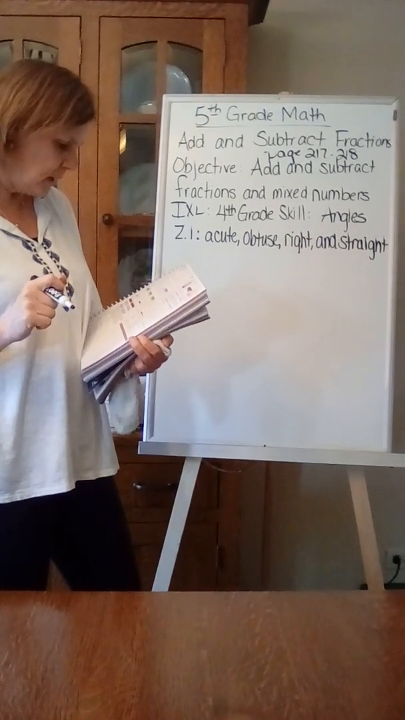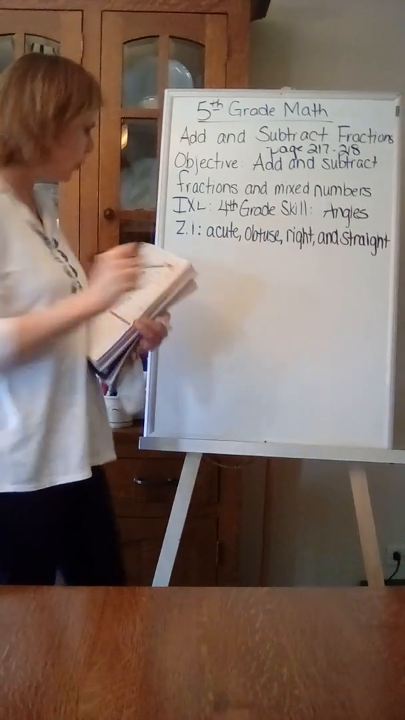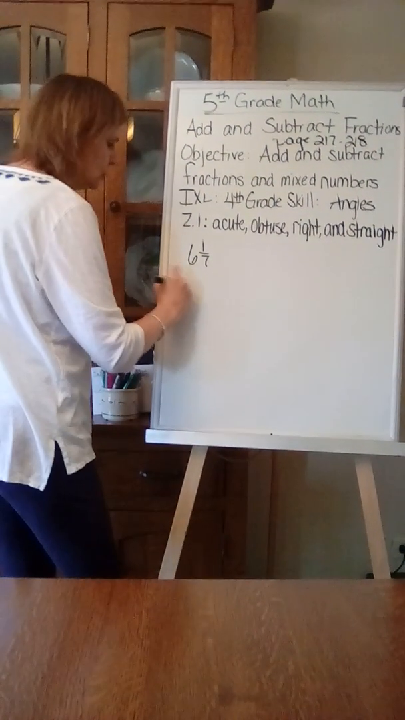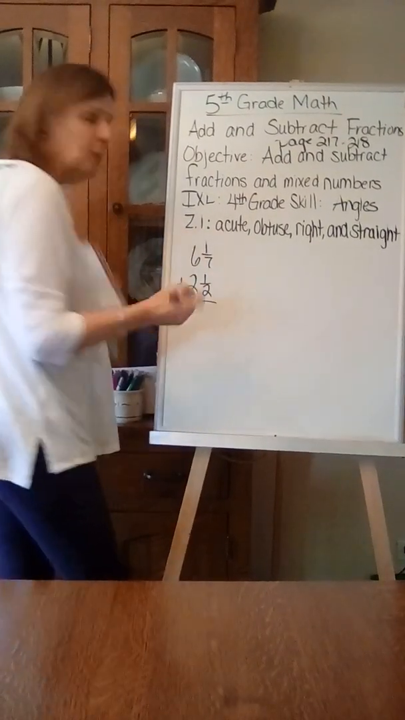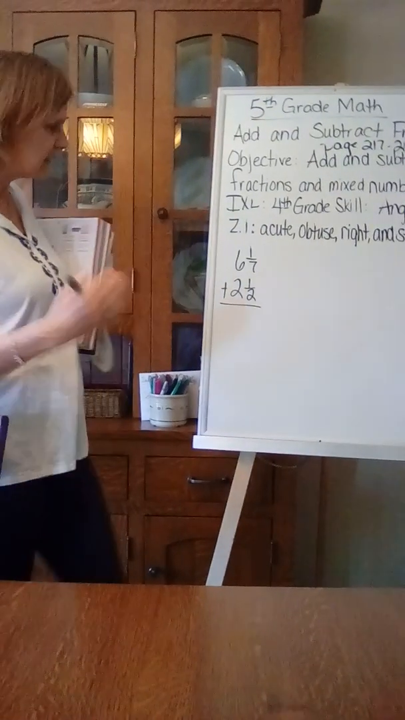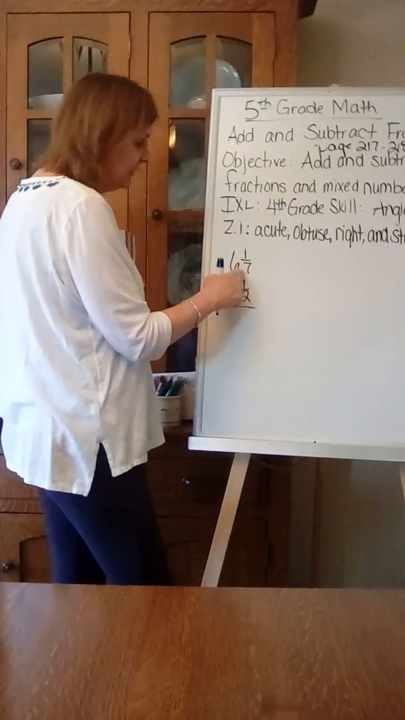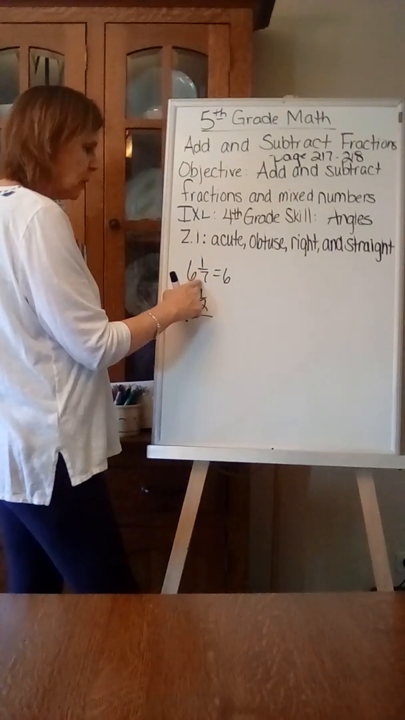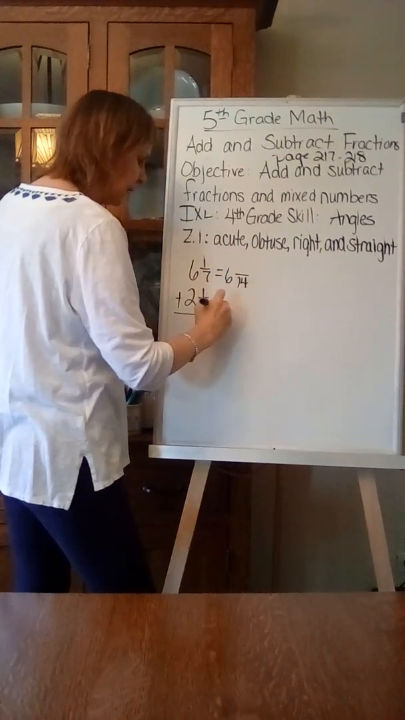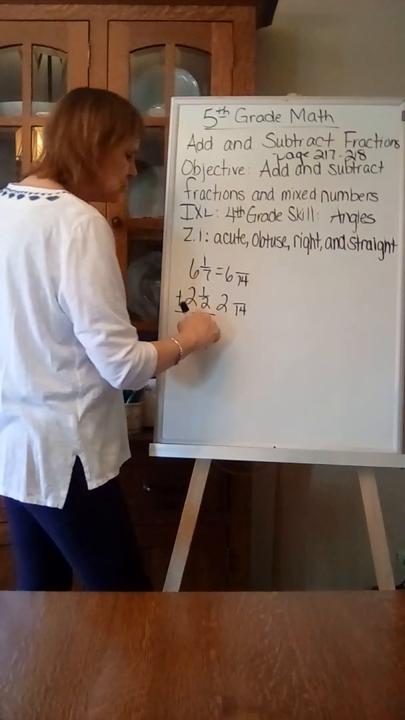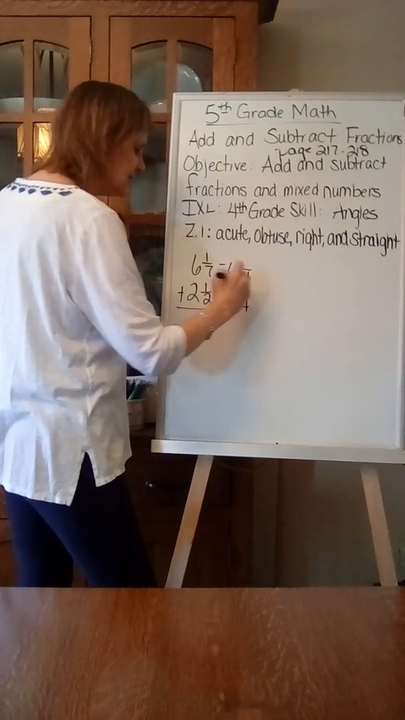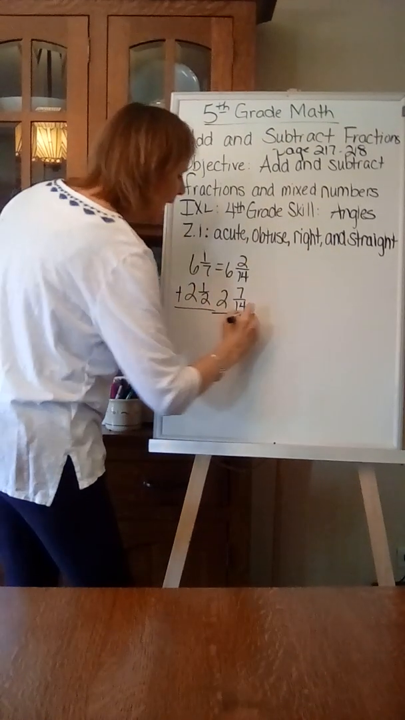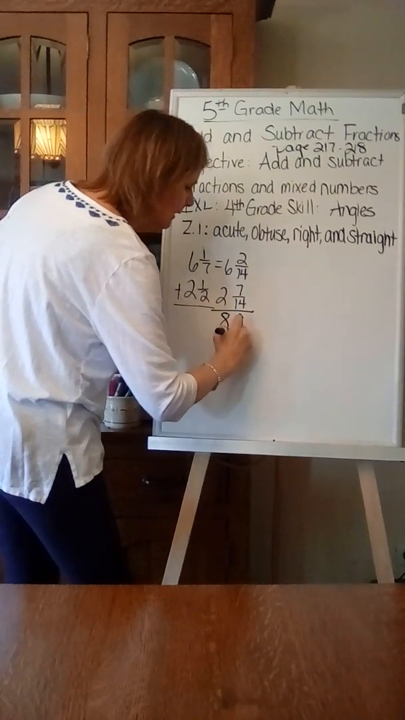Let's look at number 1 on page 217. I've got 6 and 1/7, and they want me to add 2 1/2. Remember, when I'm adding and subtracting fractions, I've got to have a common denominator. 2 is an even number, 7 is not, so I've got to get me an even number. I'm going to multiply 7 times 2. 2 times 7 is 14, so 1 times 7 is 7. 7 times 2 is 14, so 1 times 2 is 2. I'm adding these. I've got 8 and 9/14.